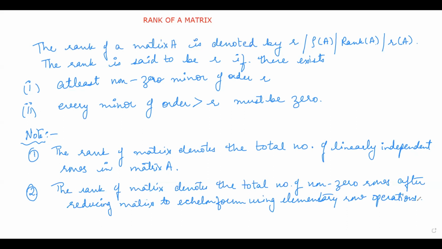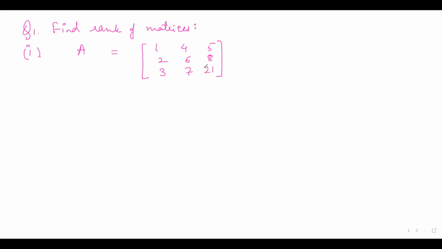Now, we'll be taking a question so that it would become more clear to you. So let me write the question. Find the rank of the matrix. The first question that we have is a 3 cross 3 matrix I'm taking. In this, I'll be applying the elementary row operations to reduce it to the upper triangular matrix.